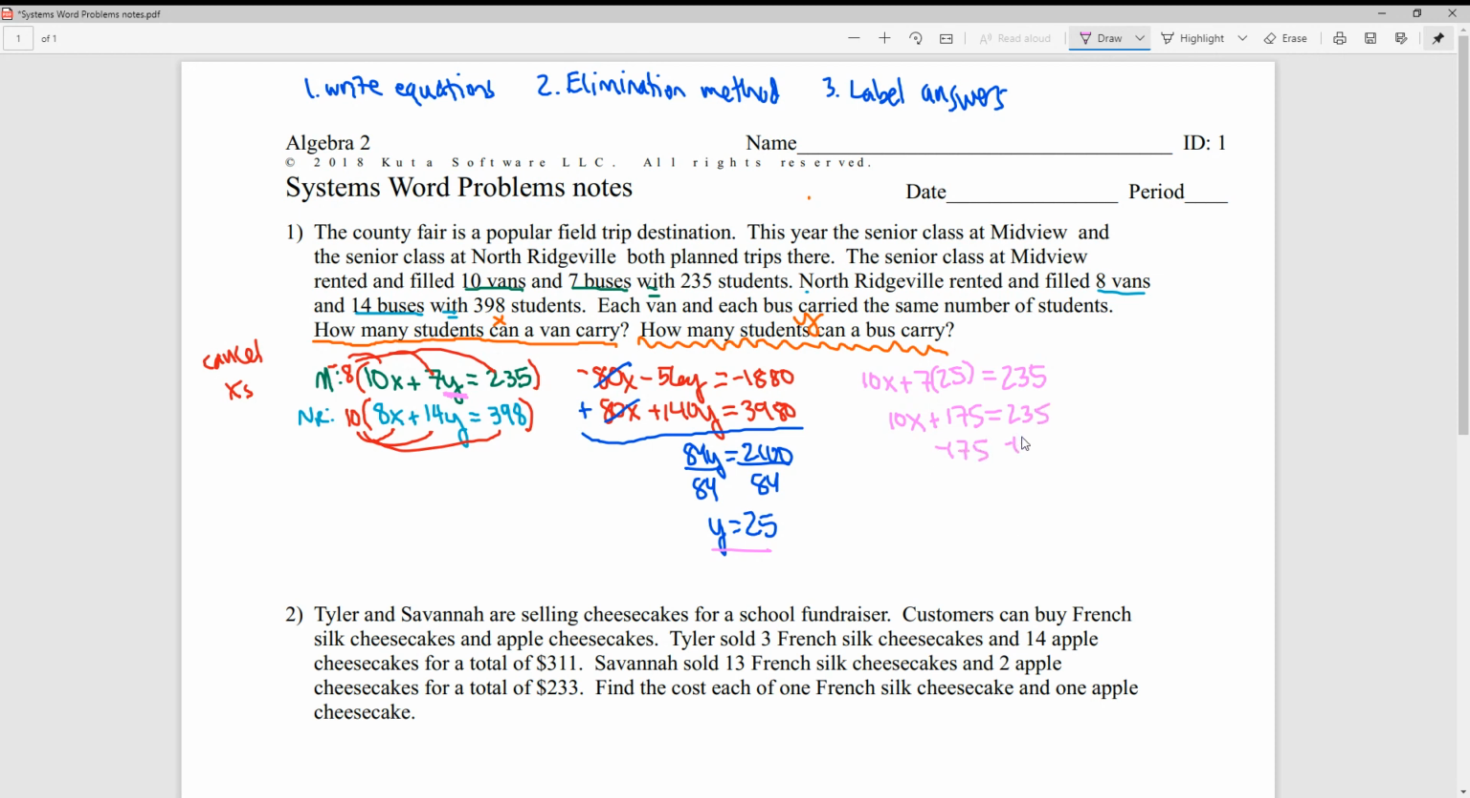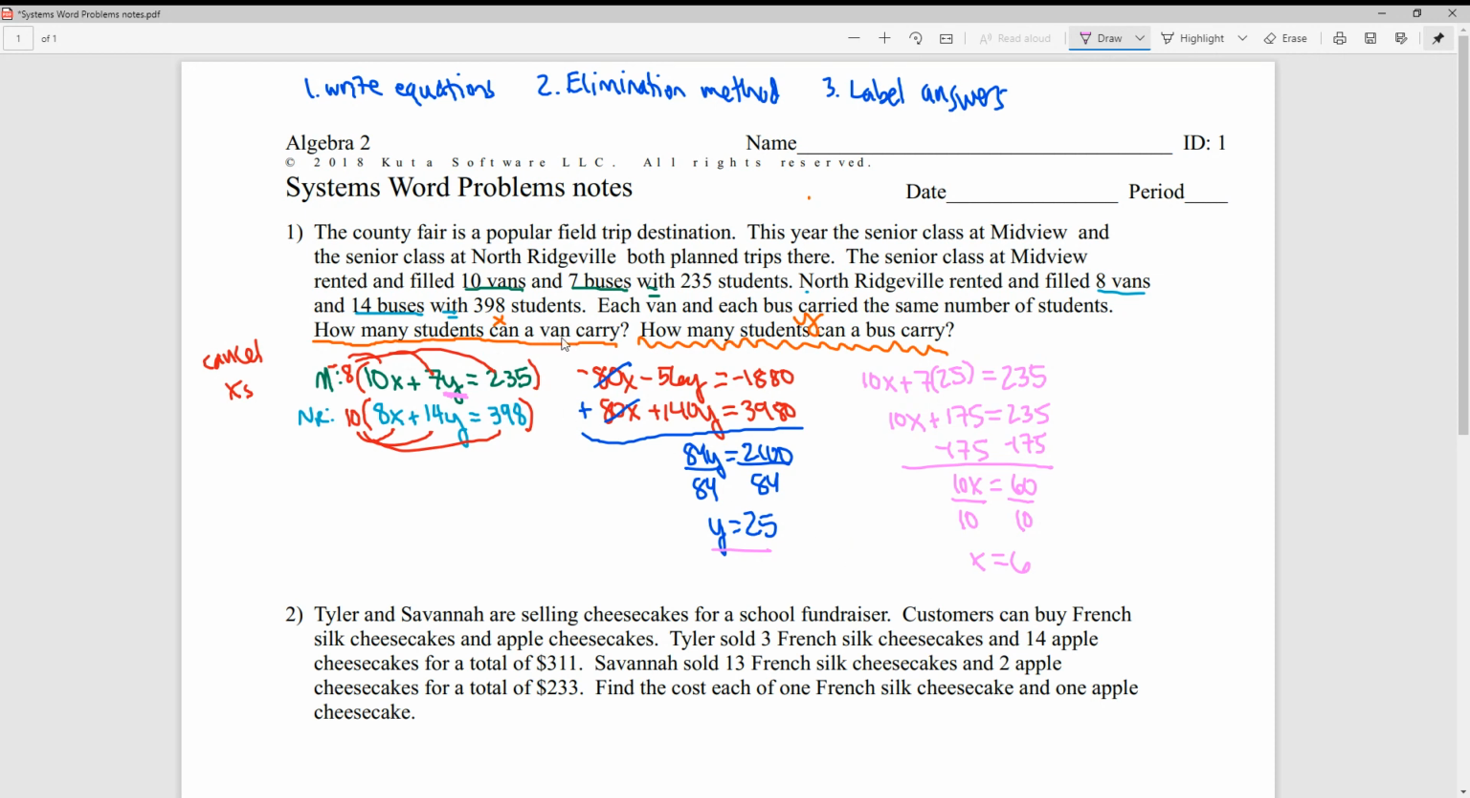And continue solving, so subtract 175. And last but not least, divide by the number in front of x. So we get x equals 6. Ordinarily, we would write this answer as an ordered pair: 6, 25. However, since it's a word problem, it makes the most sense to label our answers with words.